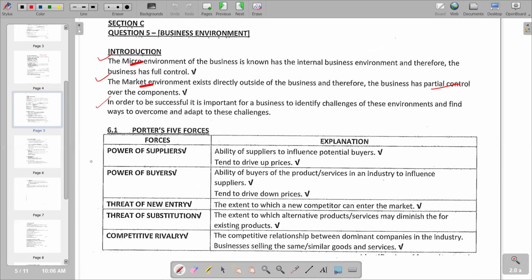So we are saying the first force that we have is power of suppliers. The explanation is the ability of suppliers to influence potential buyers and drive up prices.